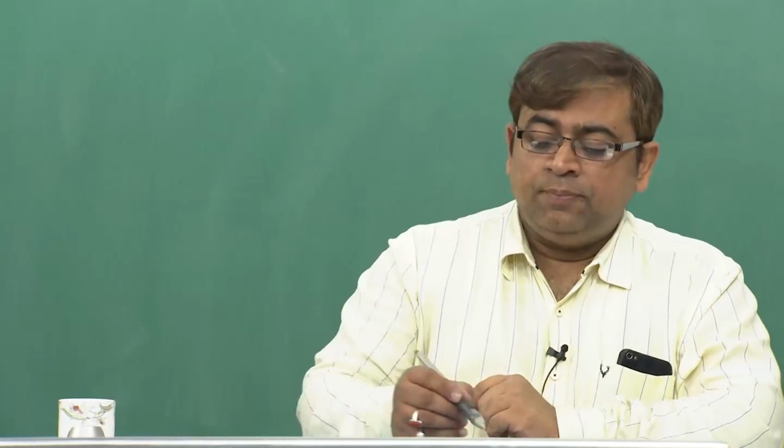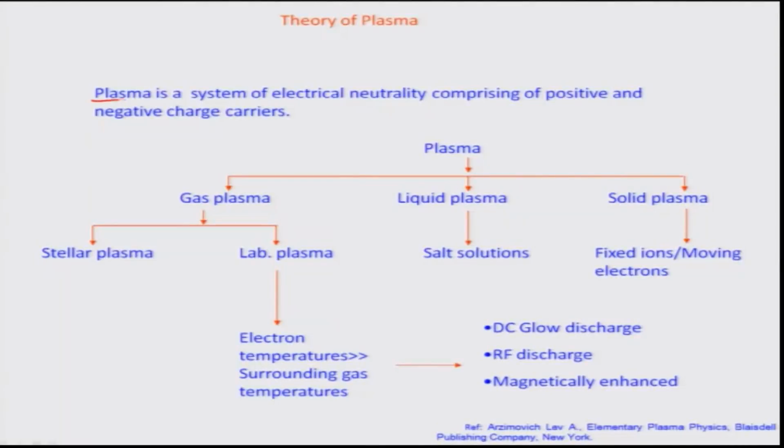As we all know, plasma is a system of overall electrical neutrality comprising positive and negative charge carriers. So obviously there is a shift in the overall charge center. The positive charges are separate in the form of ions, and then there are electrons which are all going around in a gaseous state. If you look at plasma categories, you can have plasma in gases, so gas plasmas.